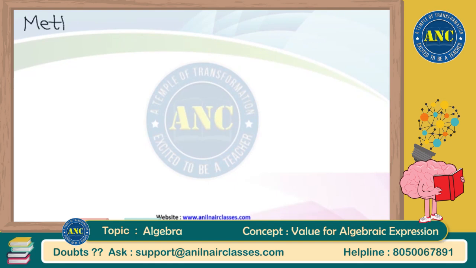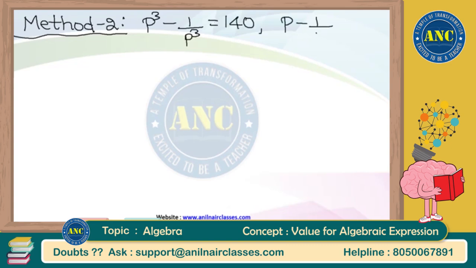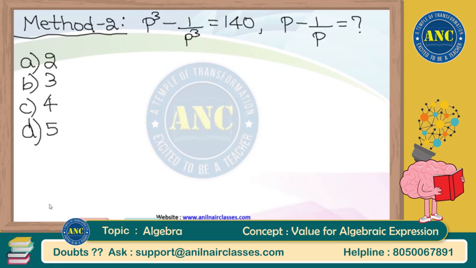Now see here, sir, method 2 is a very simple way of solving the question. The value of p cube minus 1 by p cube is given in the question as 140. They are asking you to find the value of p minus 1 by p. The beautiful way of solving this question is by answer options, a very fast and quick way. 2, 3, 4, 5 are the answer options given. I will assume that the first option is the correct answer, that p minus 1 by p is 2.